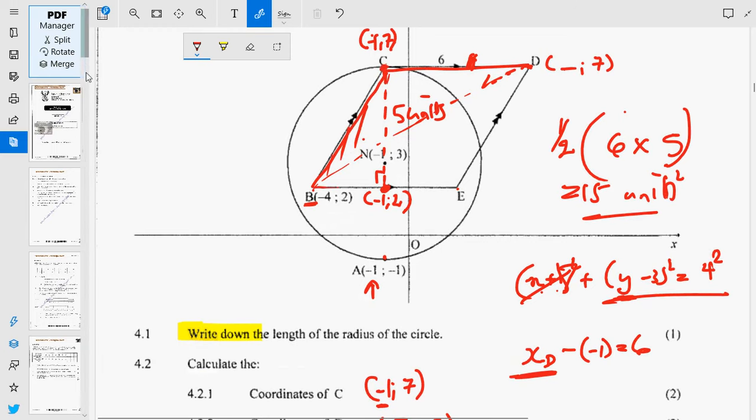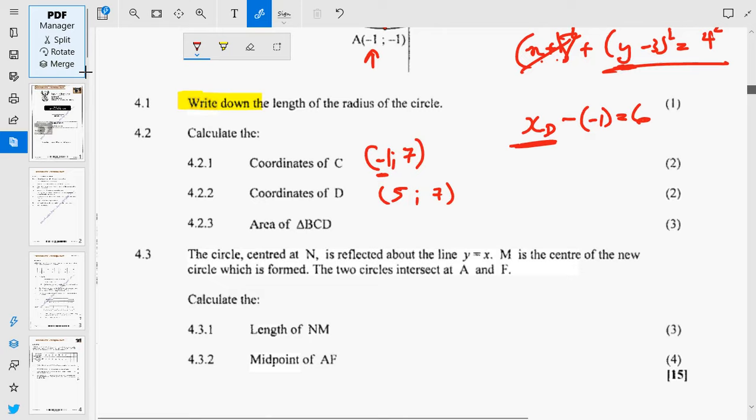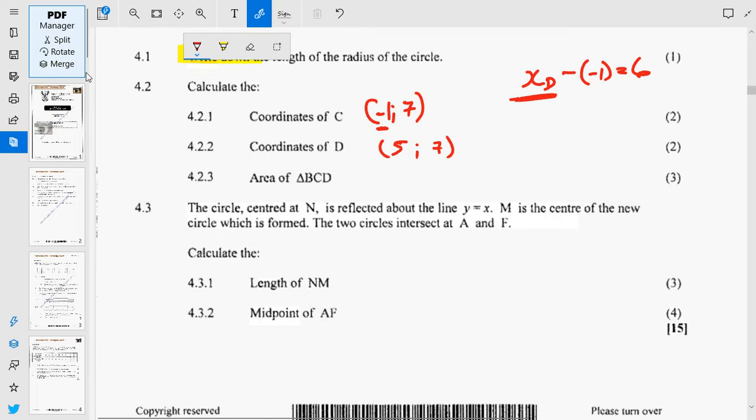Okay. Now, the last part of this question is a little bit tricky. They say the circle centered at N is reflected about the line y = x. Now remember, every time we're reflecting about the line y = x, we interchange x and y. So whatever was x is going to become y, whatever was y is going to become x. Now they say M is the center of the circle which is formed. The two circles intersect at A and F.